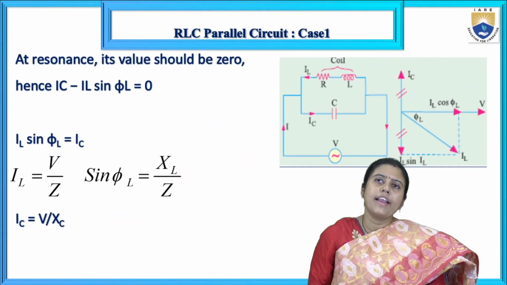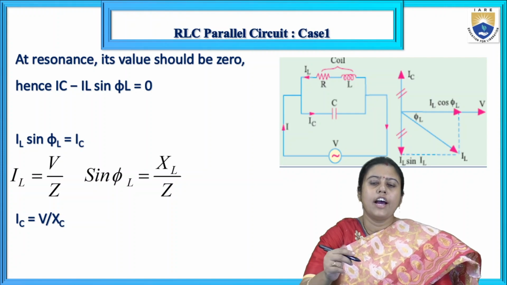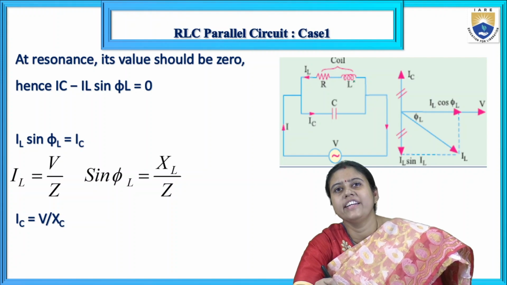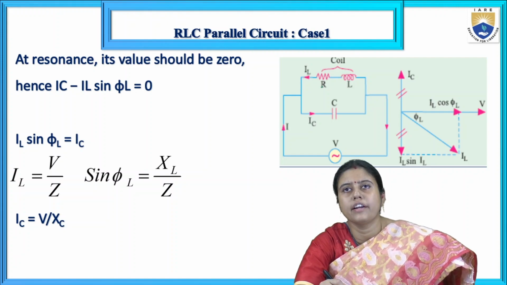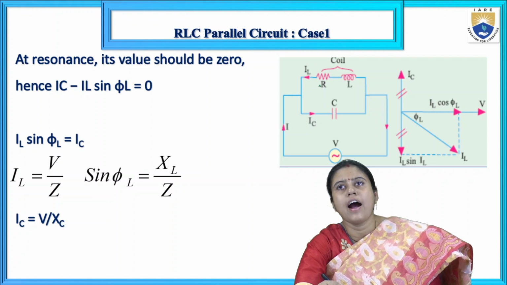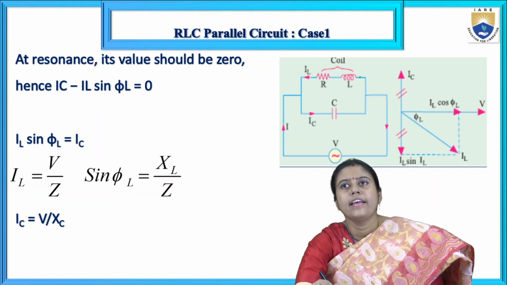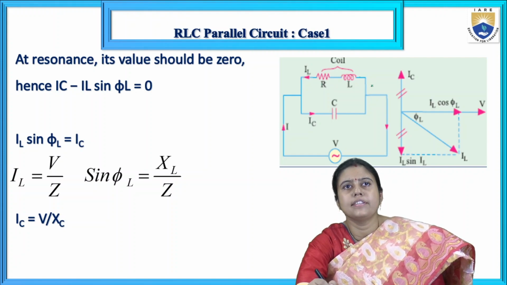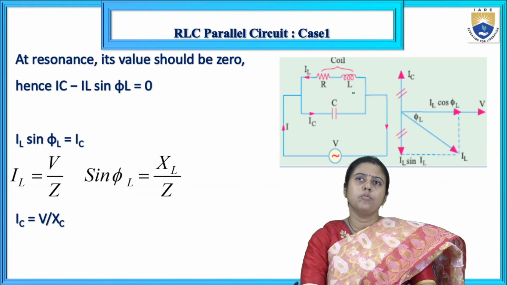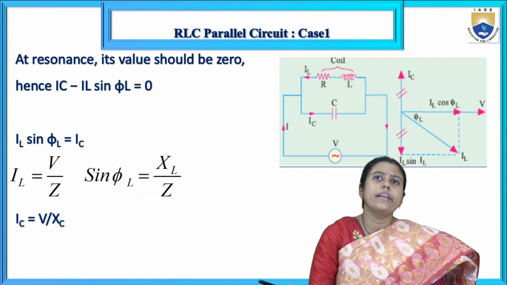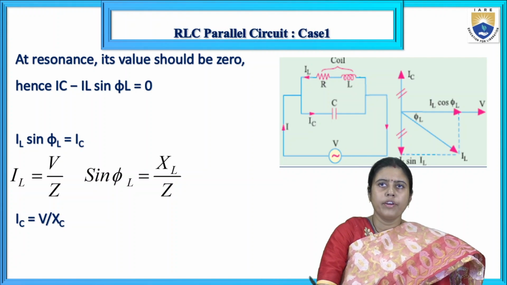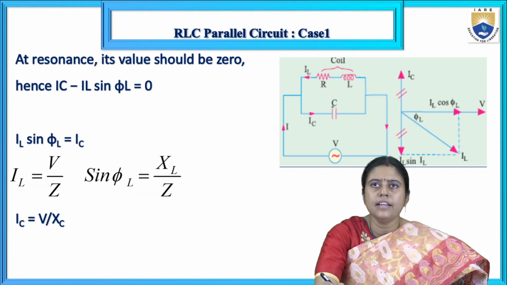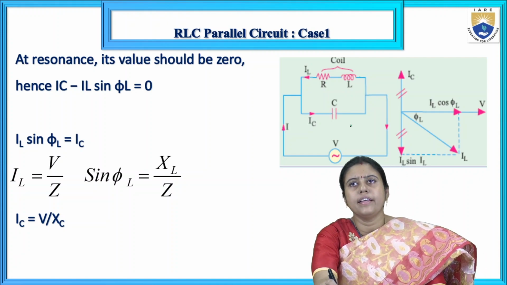Now we are going for another case study where we have taken the practical condition. In the practical condition, an inductor cannot exist without resistance. So what is happening? R and L are always in a series circuit, and the capacitor is in parallel. So this is a combination of an RLC parallel circuit where R and L are in series and the capacitor is in parallel. So what will happen in this case?